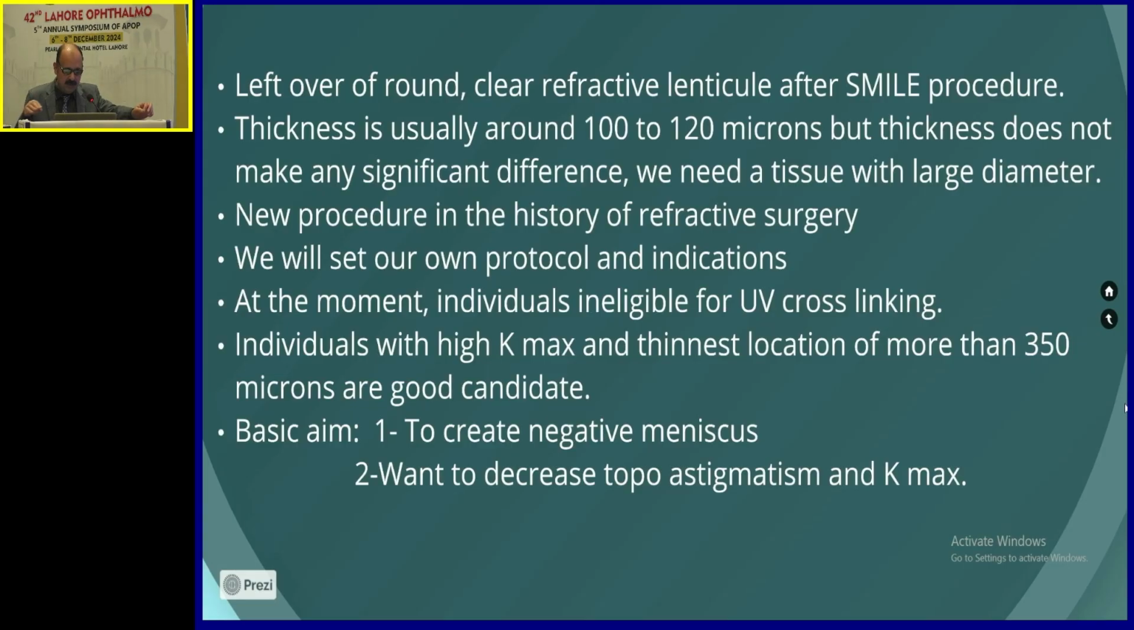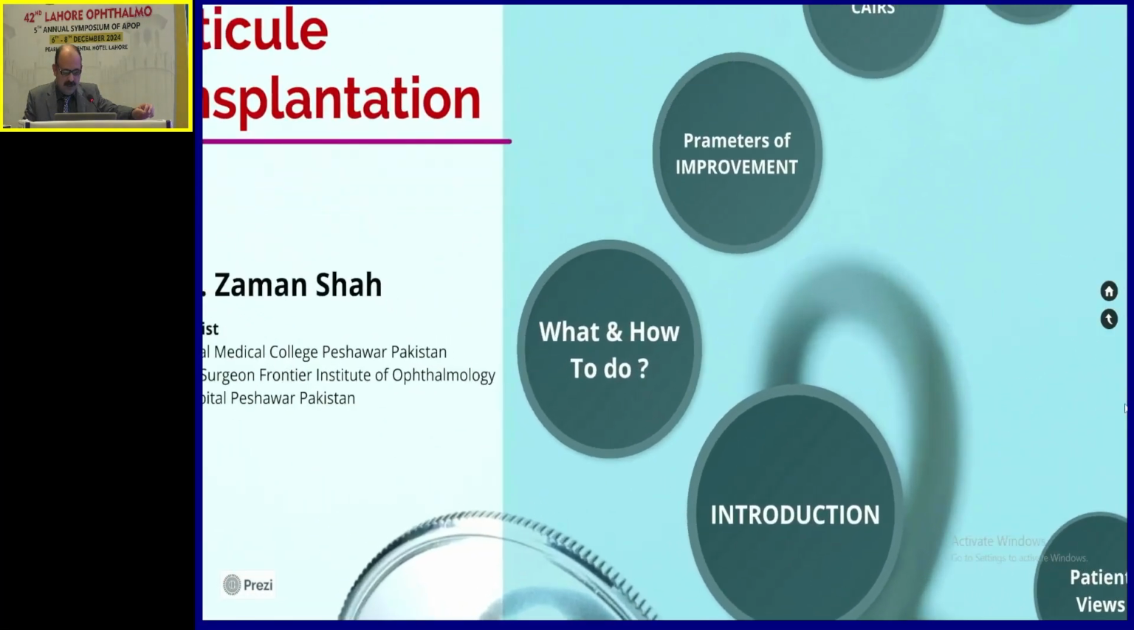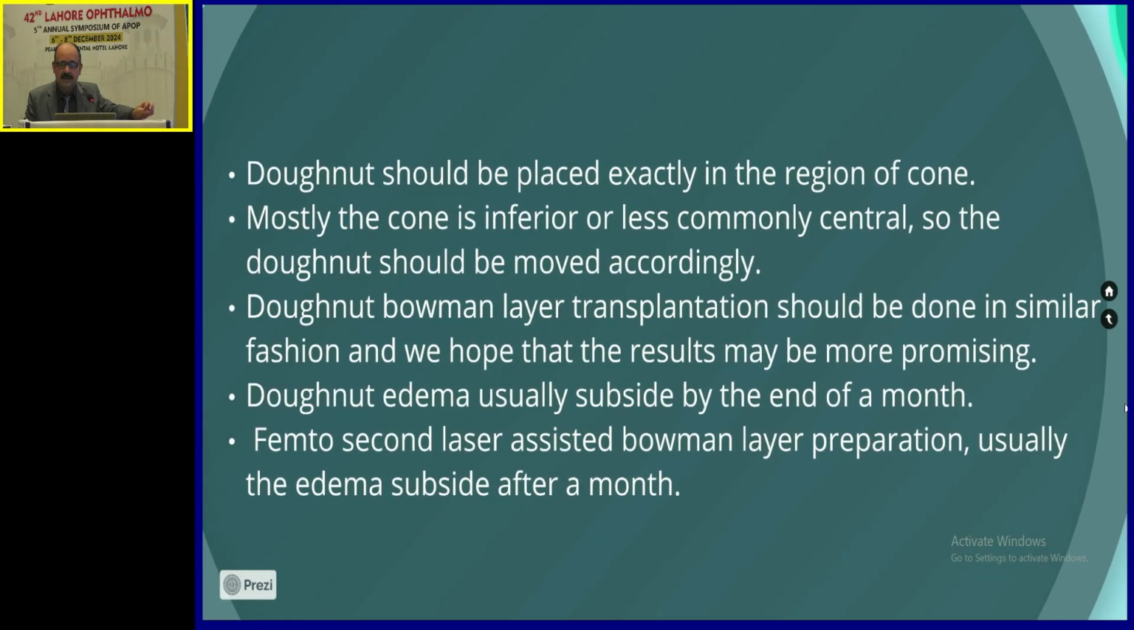Now our basic aim is to create a negative meniscus, and we want to decrease the topo-astigmatism in the Kmax. The donut should be placed exactly in the region of the cone. Mostly the cone lies inferior or, less commonly, central. So the donut should be moved accordingly. Donut Bowman layer transplantation should be done in a similar fashion, and we hope that the result will be more promising. We have not started the donut Bowman membrane transplantation yet.